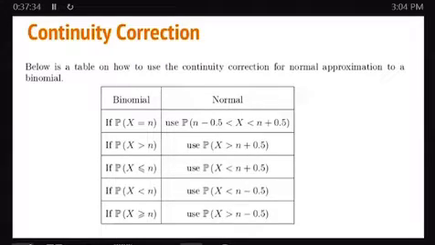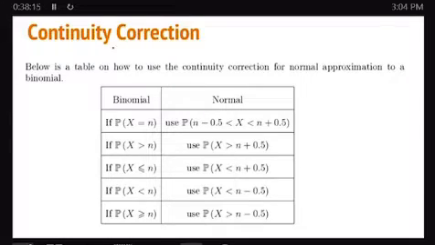How are we going to improve? How can we minimize the error due to approximation? We need continuity correction. Don't forget, we want to go from a discrete random variable to a continuous random variable. We're approximating the binomial probability distribution with the normal density function. There's going to be an error. How can we minimize the error? Because of that, we need continuity correction.